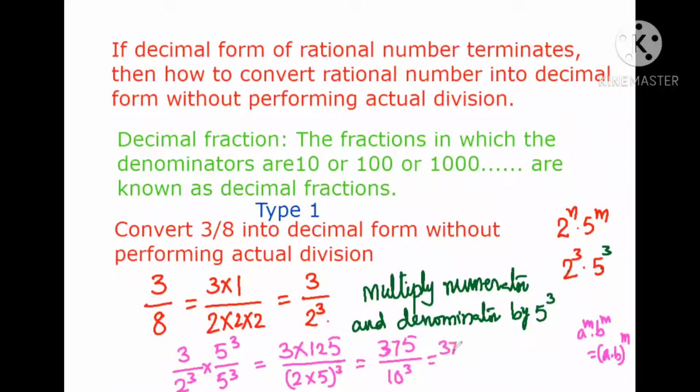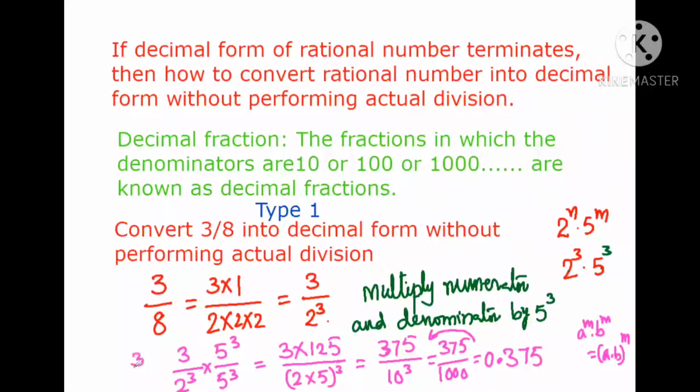So 375 by 1000. Here there are three zeros in the denominator. So we can put a decimal point by dividing. Starting from the right side, move to the left side. After 3 digits, keep the decimal like this. 375 by 1000 means 0.375. This is the decimal form of 3 by 8.